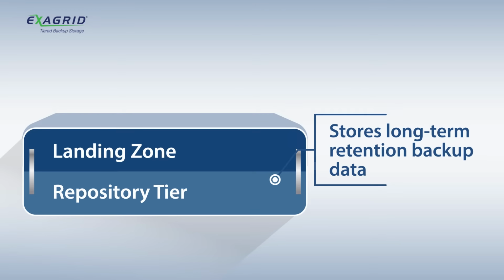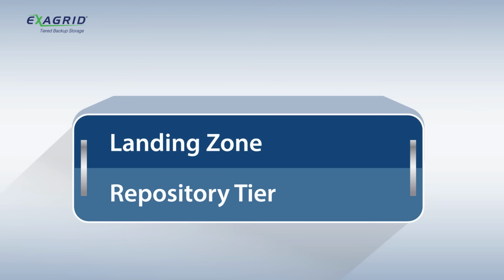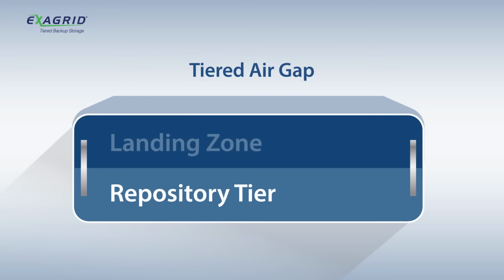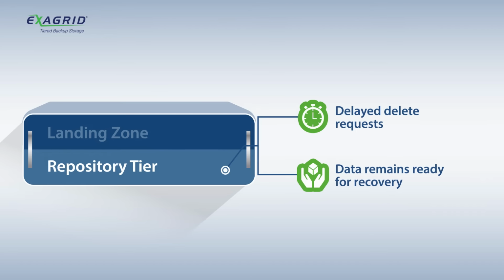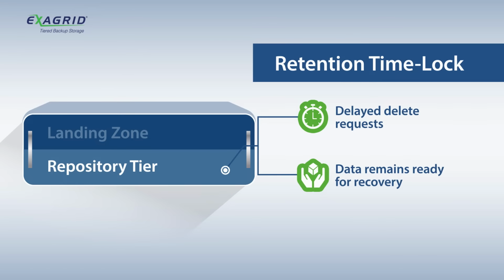Since the second tier is non-network facing, the delete requests only impact the ExaGrid front-end disk cache landing zone, which creates a tiered air gap. In addition to the stored long-term backup retention, any delete requests are delayed in the long-term repository tier for a specified period of time. As a result of this delayed delete approach, the data remains in the repository tier ready for recovery. This approach is called retention time lock.